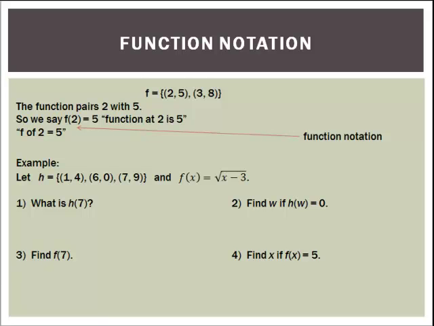Function notation. So let's say that this is our function. F equals the set that includes the points (2, 5) and (3, 8). You can read this as the function pairs 2 with 5. It pairs 3 with 8. You can also say f of 2 equals 5. The function at 2 is 5. So you're saying it like this: f of 2 is equal to 5. F of 3 is equal to 8. That's how you would read that. This one is your function notation. You'll see this a lot.